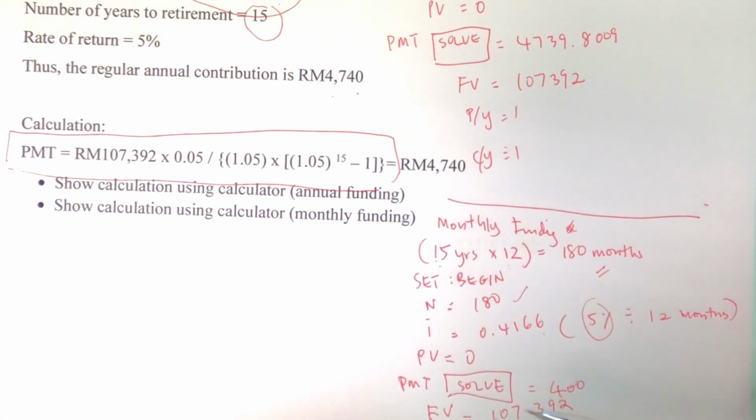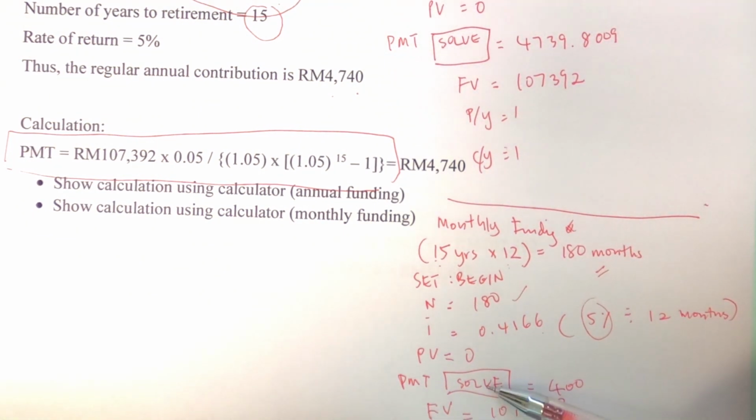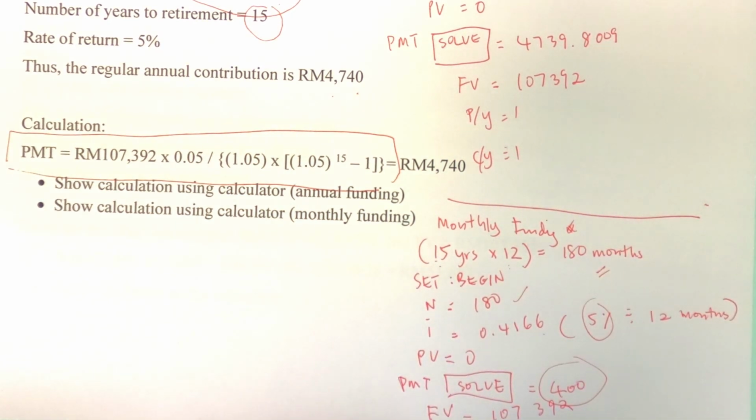The PV is 0. The future value is 107,392. This is the future value that we want. The P/Y and C/Y are also 1. And once we solve for the PMT, or the payment, we get here 400. That is the amount of monthly payment that the client should make for 180 months in order to get the future value of 107,392.